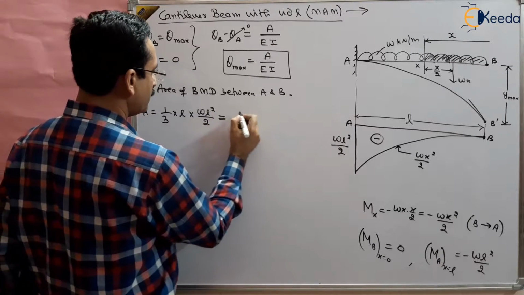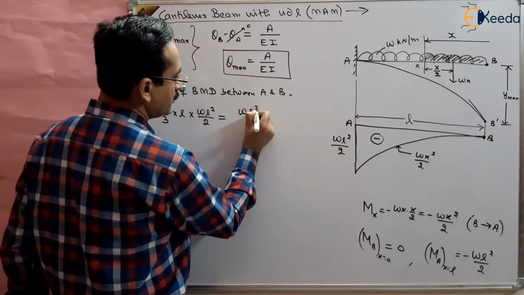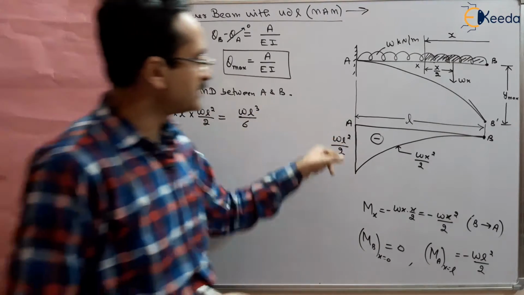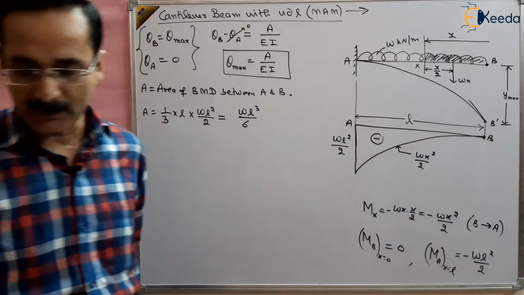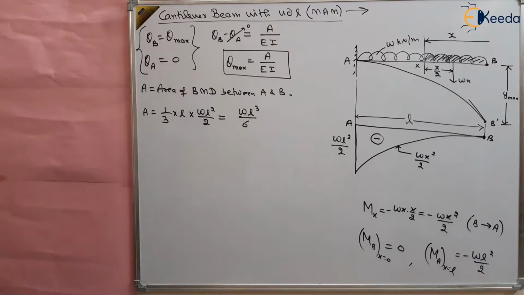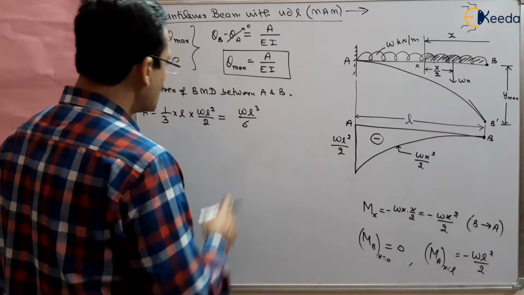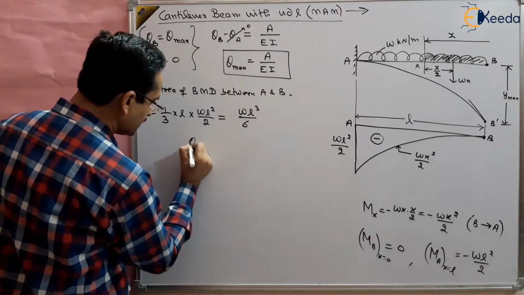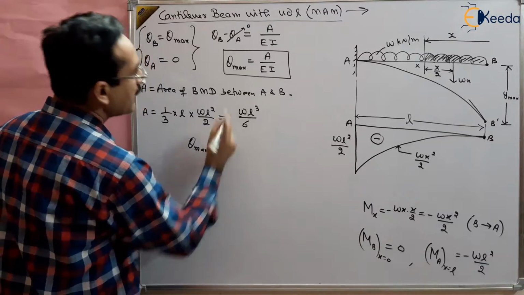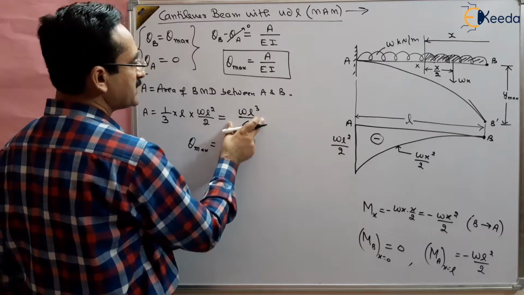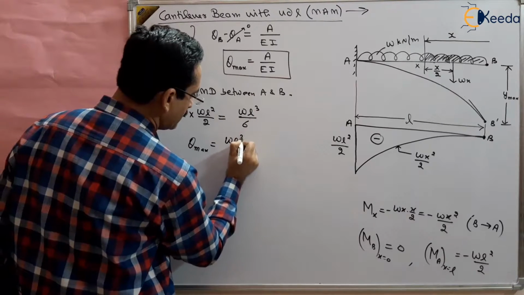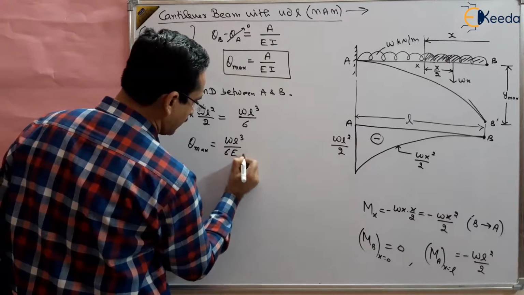So this will be equal to WL cube by 6. This is the area of this bending moment diagram, right? WL cube by 6. Put the value of this here, we will get the theta max. So theta max in this case will be equal to the area between A and B, which is WL cube by 6, divided by EI. So this is WL cube by 6 EI.